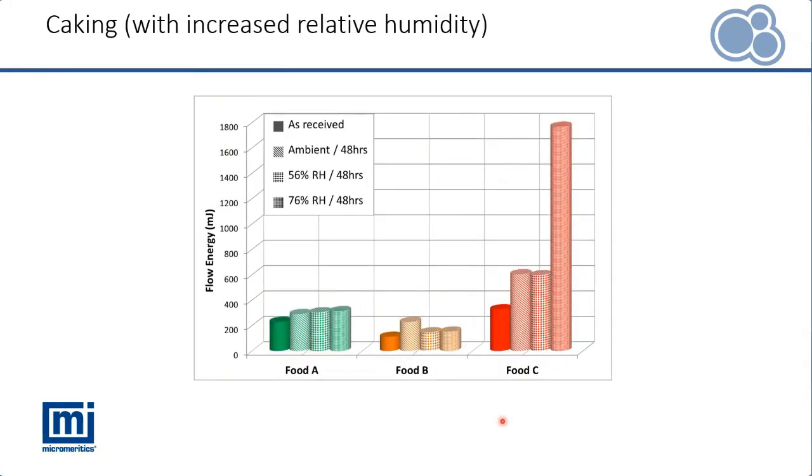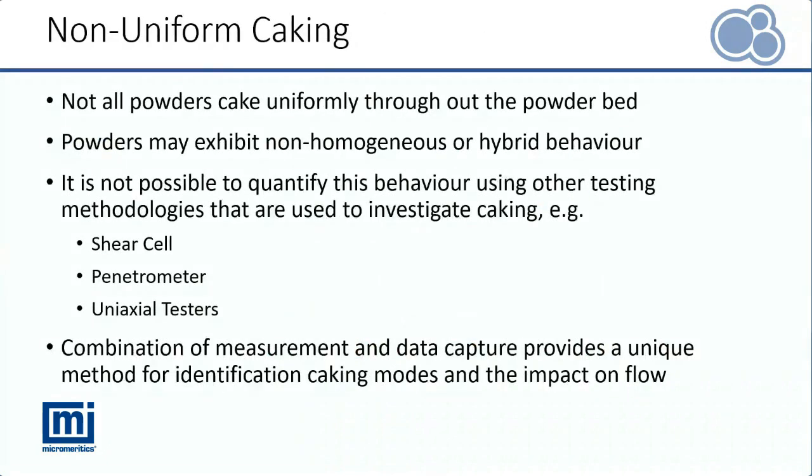And we can also look at caking with increased humidity as well, so using humidity and time, as we see again. So food materials A, B and C. With food C, we see the steepest rise in the flow energy when we stored at 76% RH for 48 hours. So all those examples there are where caking has occurred uniformly throughout the powder bed.